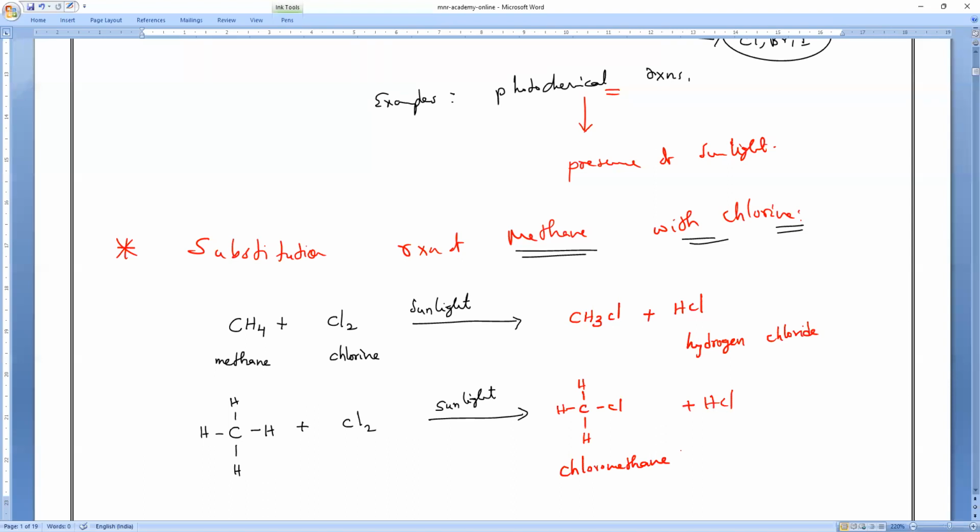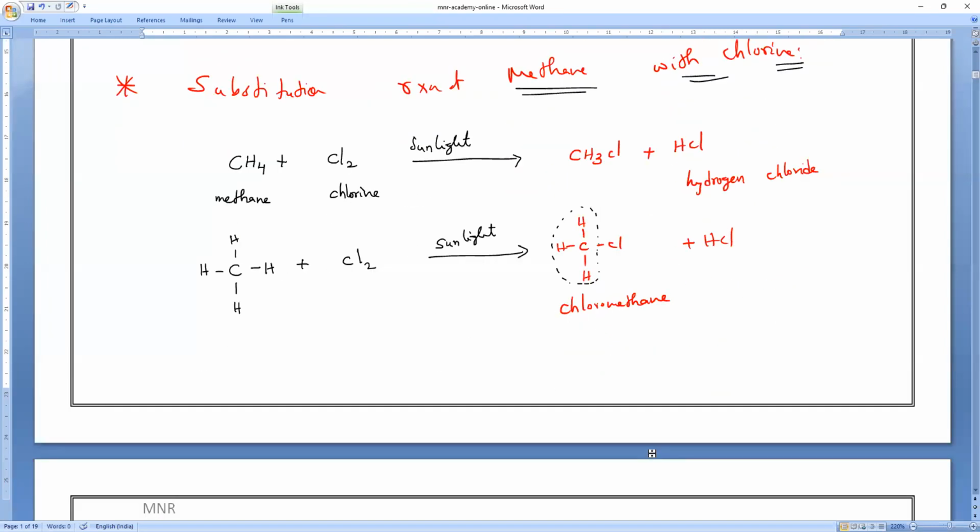Chloromethane. Or we can also call it as what group? It is an alkyl group: methyl. Very good. And this is chloride. So methyl chloride. That is the common name. Please remember that. Everybody needs to know it.